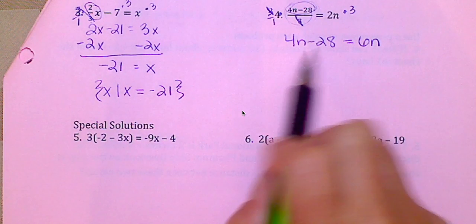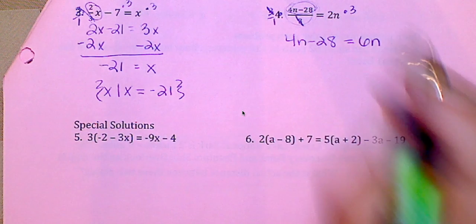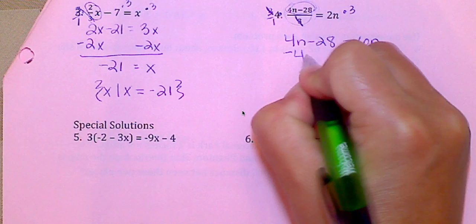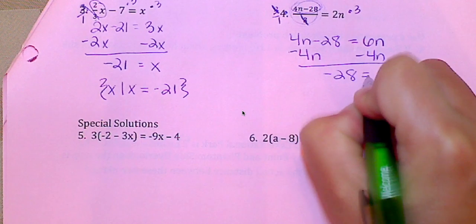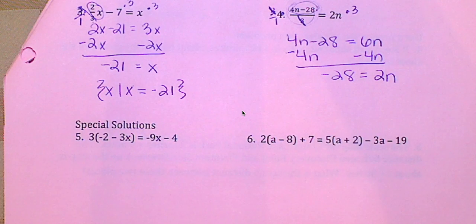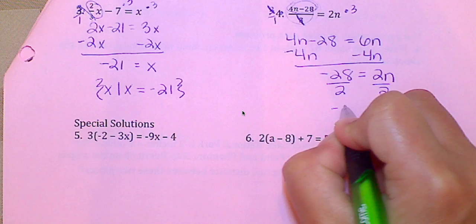Double check that both sides are simplified. Good. And now we're ready to move the smaller variable, which is the 4n. So we subtract 4n from both sides. We get negative 28 equals 2n. And then we need to get the n alone. So we divide both sides by 2. So we get negative 14.